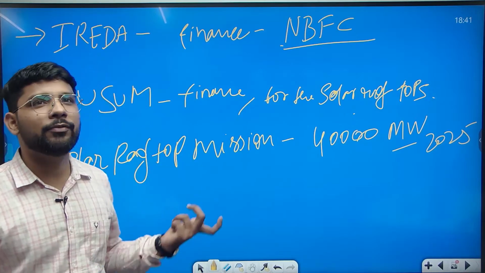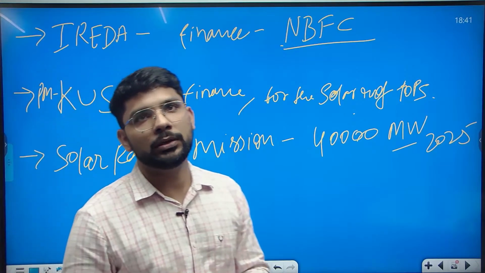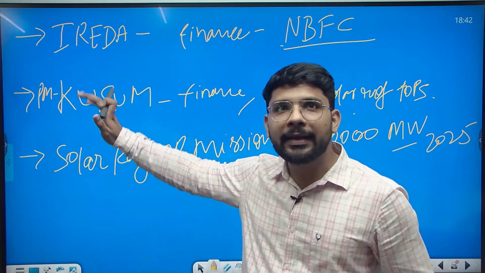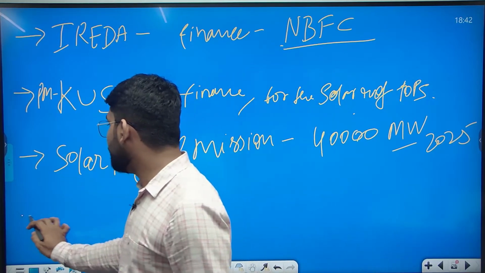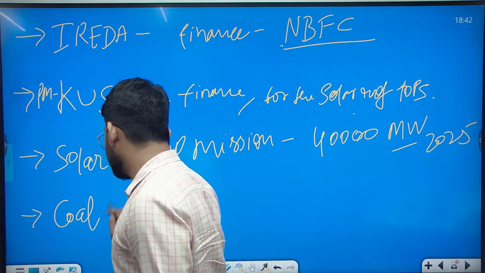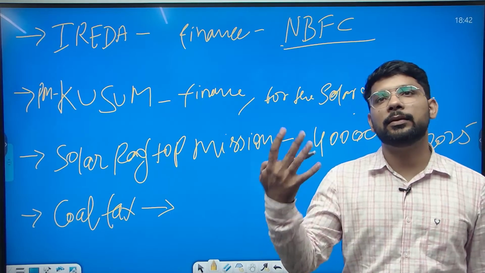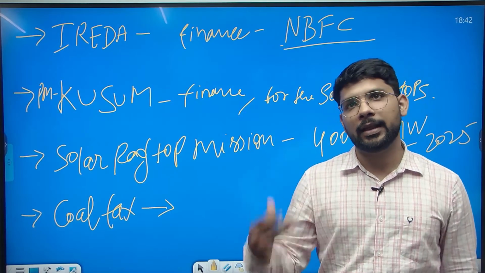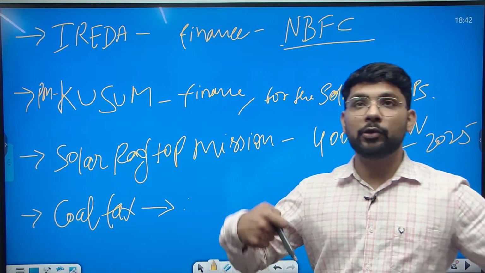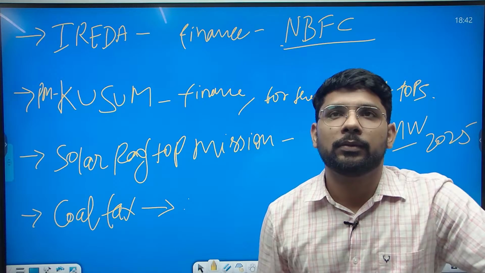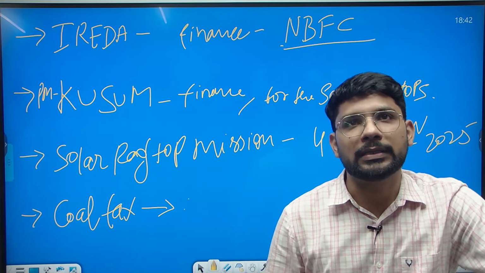These are the initiatives run by the government of India: International Solar Alliance, National Solar Mission, Nehru National Solar Mission, IREDA, PM Kusum, Solar Rooftop Mission, and also the coal tax, for discouraging production from conventional sources and encouraging production from sunlight. These are some of the initiatives launched by the government of India for solar energy. So this is the second part of the answer you need to address.